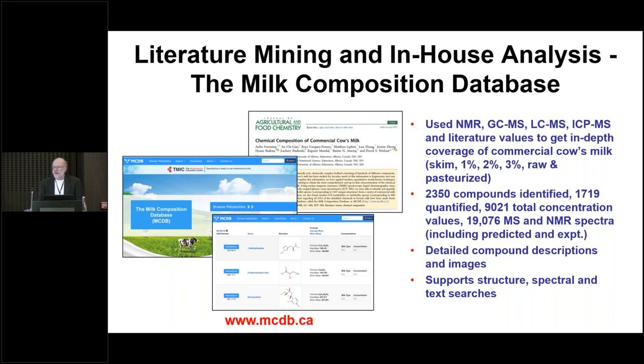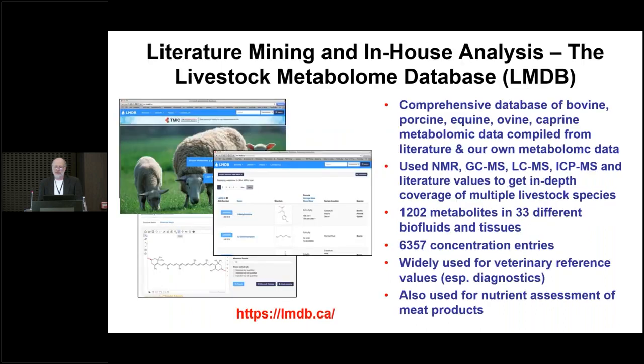Again, the tool is online. It supports structural searches, spectral searches, text searches. All the compounds have detailed descriptions about what they do. The images, mol files, and SDF files can all be downloaded.